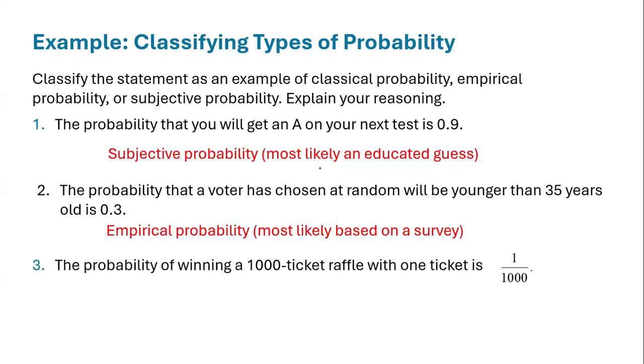And the last example is the probability of winning a 1,000 ticket raffle with one ticket is 1/1,000. We have a 1,000 ticket raffle, we have only one ticket out of the 1,000, and the probability is 1/1,000. The number of outcomes over the number of outcomes in the sample space. That is the formula. That's right, so that's a classical probability.